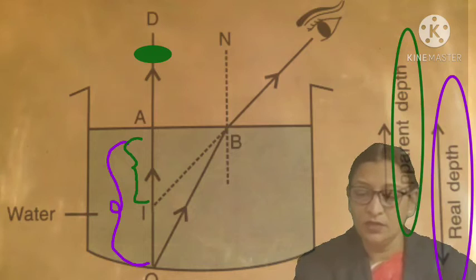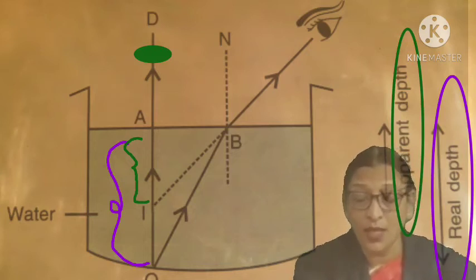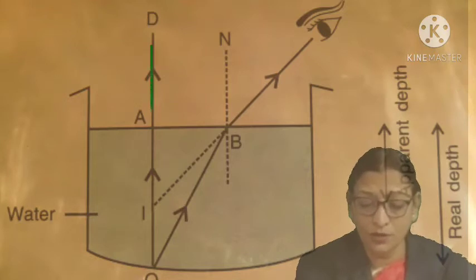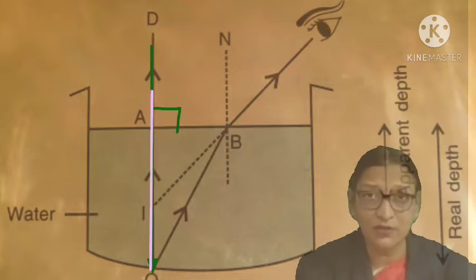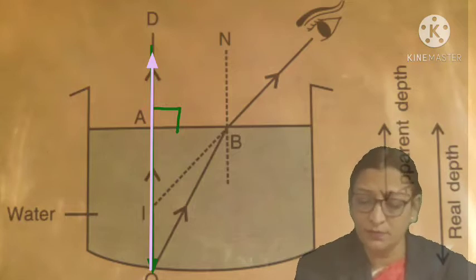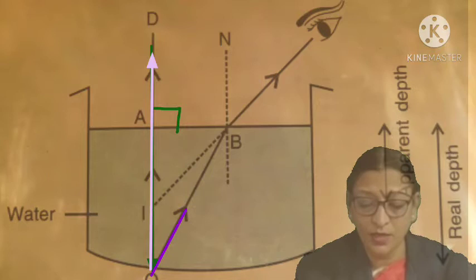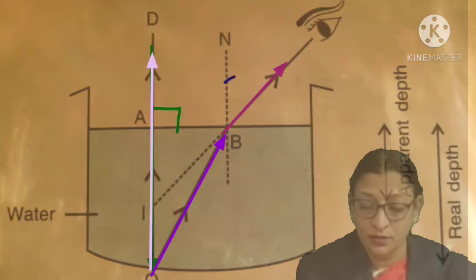The reason behind this is that a ray of light OA from the point O at the bottom of the vessel is incident normally on the water-air surface, that is XY. Since it travels a straight path, it remains undeviated. While the second path OB is an inclined path. OB, when it reaches the surface XY, bends away from the normal.